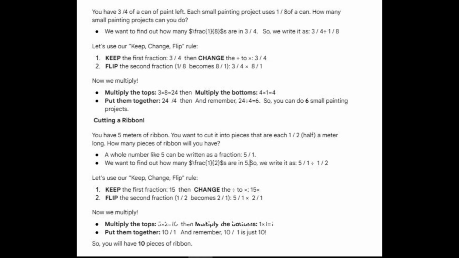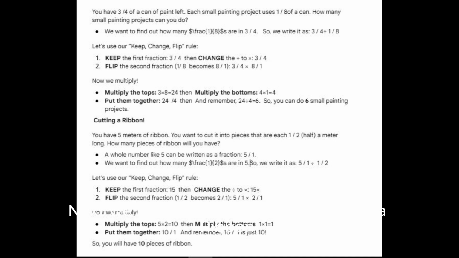Let's use our keep, change, flip rule. Keep the first fraction, 3/4. Next, change the divided by to multiplication. Next, flip the second fraction, 1/8 becomes 8 over 1. Now we multiply. 3 times 8 equals 24. Next, multiply the bottoms. 4 times 1 equals 4. Put them together, which is 24/4, and remember, 24 divided by 4 equals 6. So, you can do 6 small painting projects.